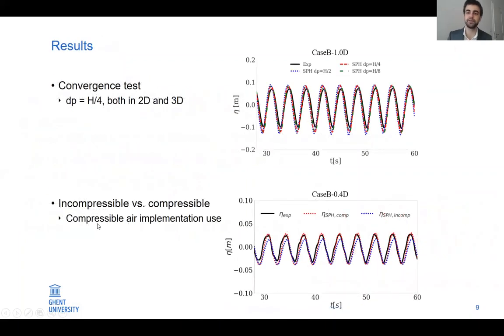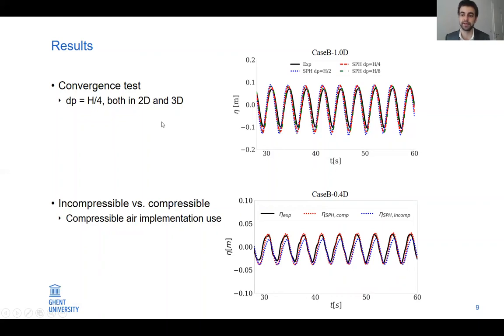Before starting simulations, a convergence test is performed, in this case for the undamped OWC. It's found that an interparticle distance of dp equal to h divided by 4, so 1/4 of the wave height, gives sufficiently accurate results without leading to excessive computational time.